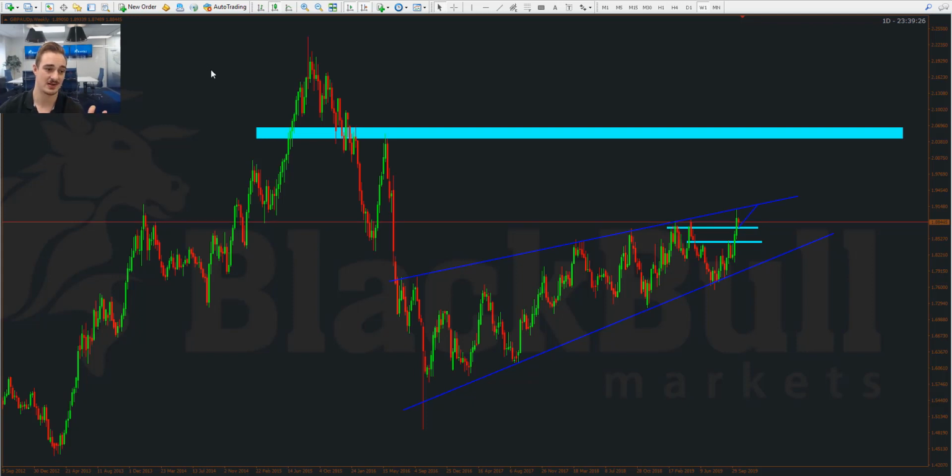So always keep an eye on the news as well, and very big news events like Brexit are coming up. Obviously we've got trade wars between the US and China, so keep all these fundamentals in mind. This year has been very largely impacted by fundamentals. But now moving on to our GBP Swiss Franc.